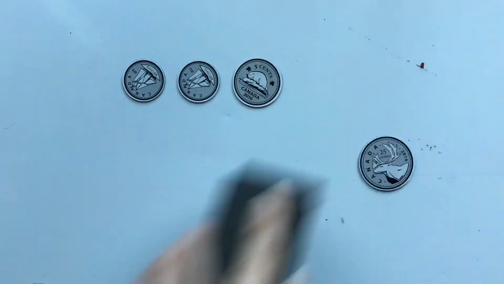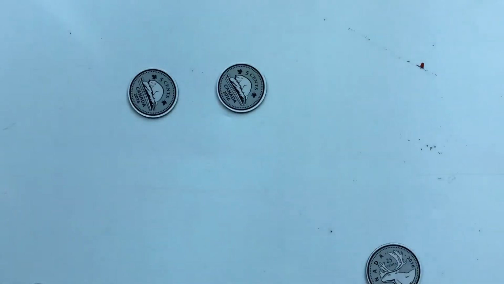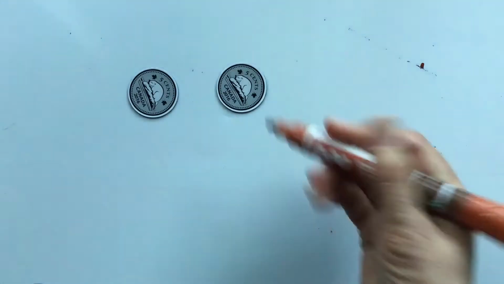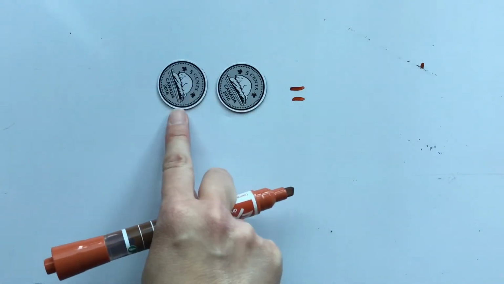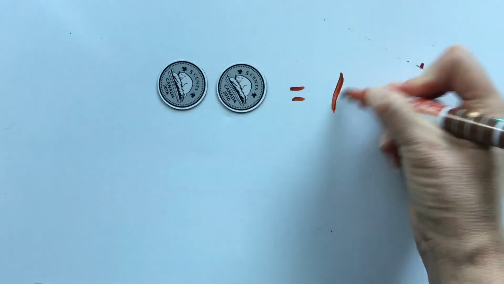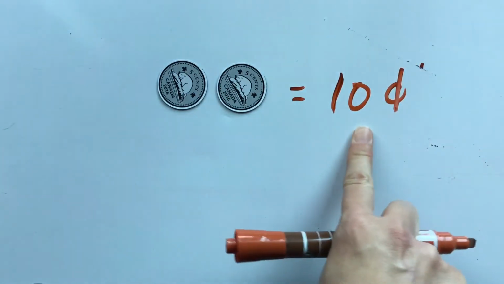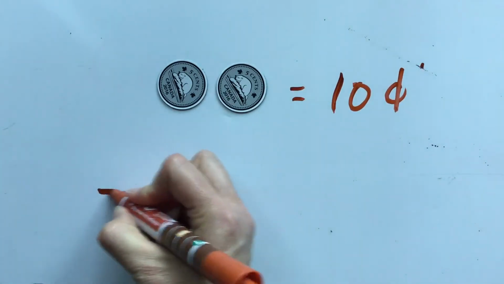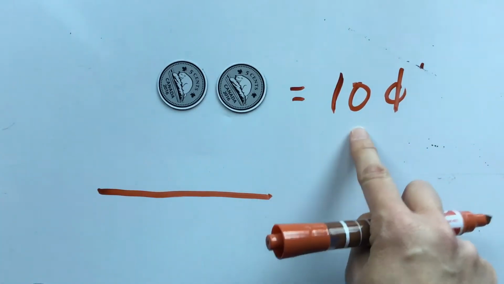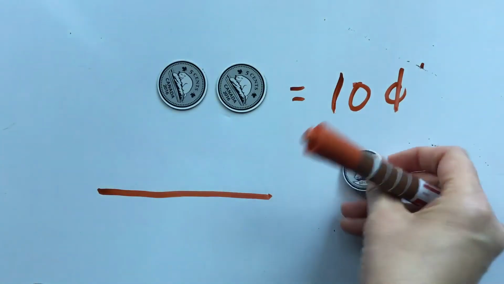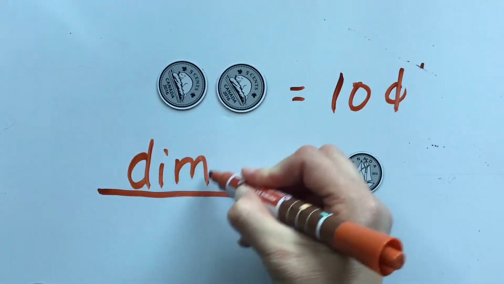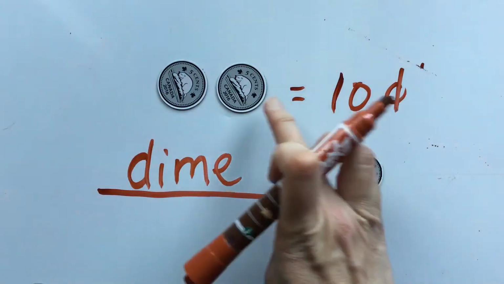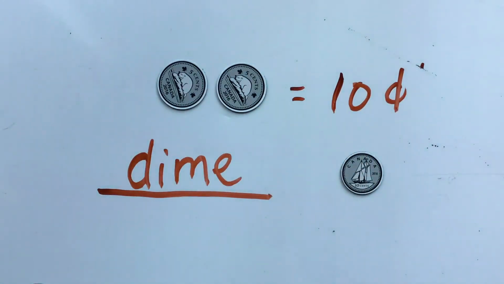Let's take a look at another example. What if I have, oh, how about that? I bet you guys can name what this totals. Well, what are you going to count by? 5, 10. That's 10 cents. Oh, wait a minute. I know there's a coin that is worth 10 cents. Did you say a dime? So on the line, I would write, a dime has the same value as those coins.